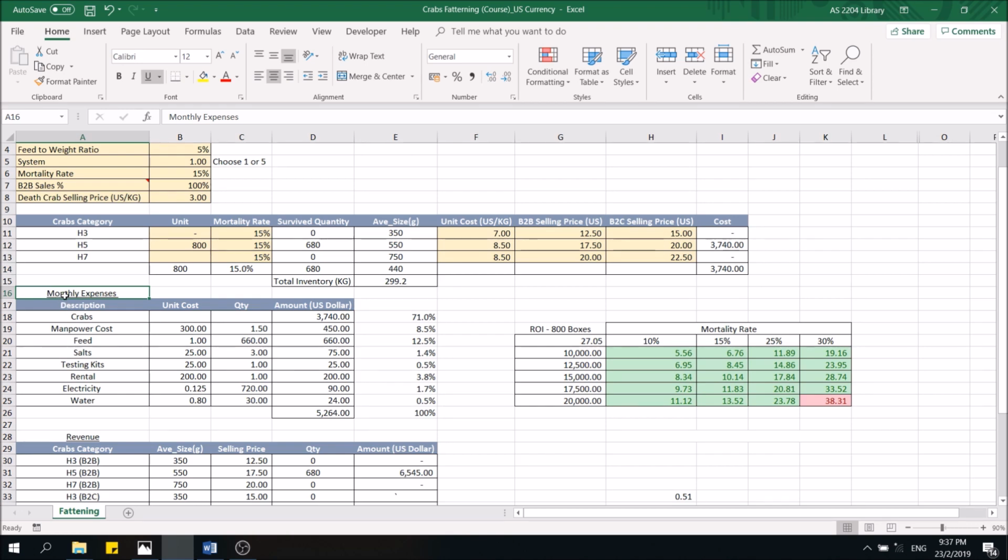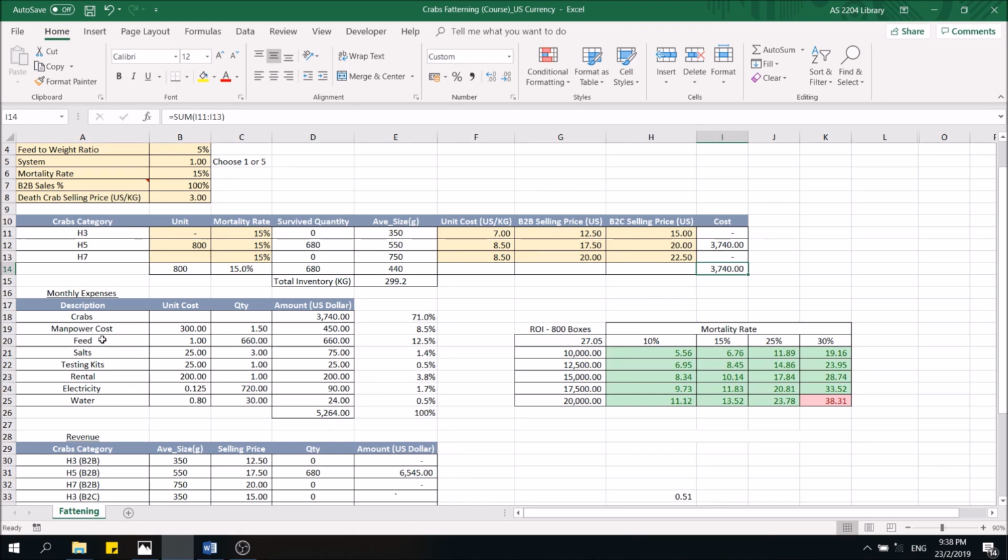Next, we have to calculate the total cost of running a cycle. First of all, we have crabs. This is the number I get from here. Next, we have to consider manpower costs. In Southeast Asia, the labor cost is around $300 per month, and we need around 1.5 people. It means we have to hire some part-time staff to cover the weekend.